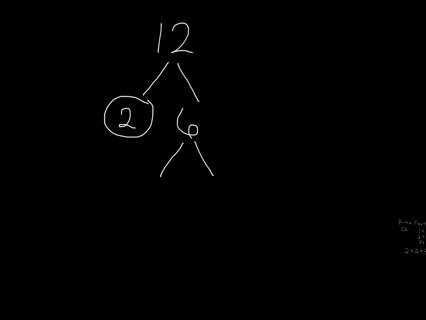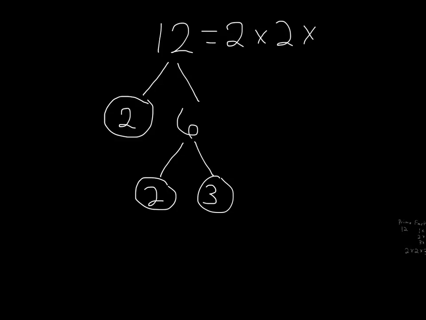And so what is a multiplication problem that gives me 6? Well, the only one other than 1 times 6, which I can't use, is 2 times 3. And I see that 2 is a prime factor, and so is 3. And that's one way I could find that the prime factorization of 12 is 2 times 2 times 3.